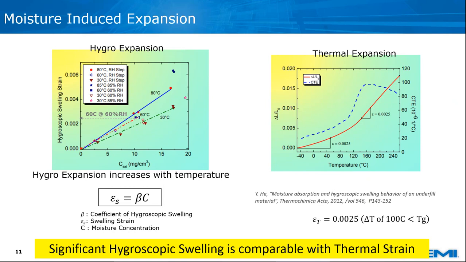And the plot on the left shows the swelling strain over the moisture concentration for an epoxy underfill. And this has been conducted by a colleague of ours. Here you can see three temperature measurements at 30, 60, and 80 degrees C. Now the 30 and 80 degrees C measurements are measured up to 85% relative humidity, whereas the 60 degrees C one is measured up to a lower RH. That's why there's a difference in the different temperatures there.